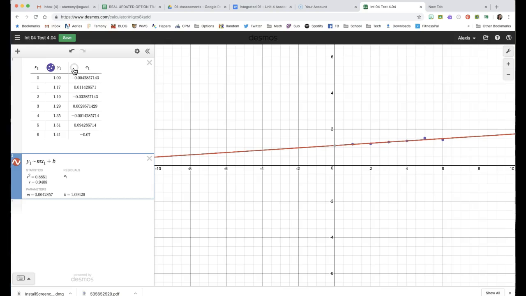Okay, so my equation is y equals 0.06 x plus 1.09.